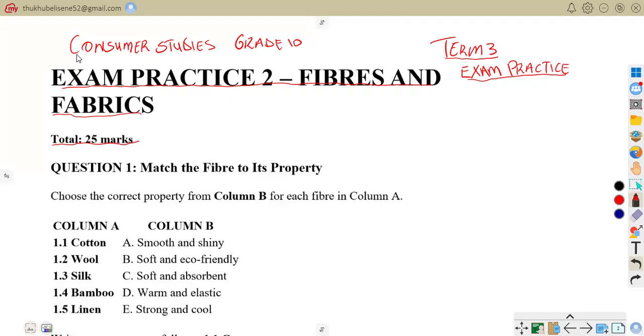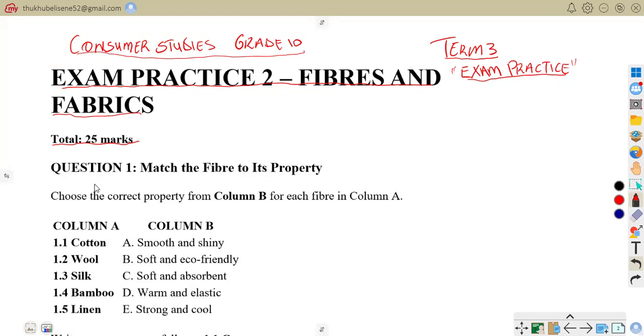We are still on Consumer Studies, Grade 10, Term 3. So now we are on exam practice. We are on exam practice 2 that we want to prepare ourselves with. Exam practice 2 is all about fibers and fabrics. The total marks that you are to get is 25 marks.